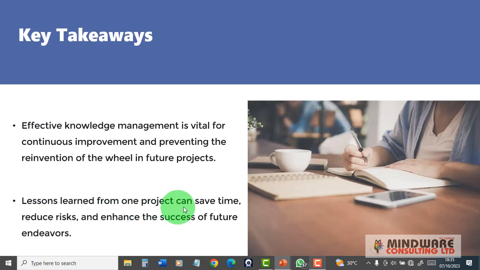Lessons learned from one project can save time, reduce risk, and enhance the success of future endeavors. Now this is very, very critical to your success as a project manager. It will make your execution faster, help you to save time and help you to be able to avoid risks, all right, and what we call scope creep, and it will actually help to improve your overall efficiency as a project manager.